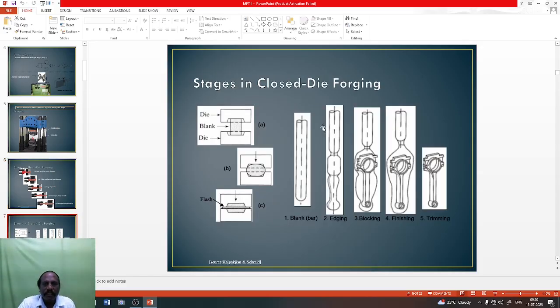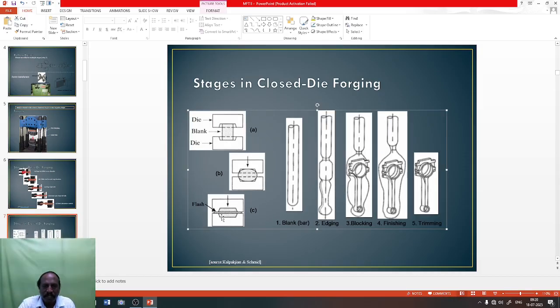Right, and the stages in closed die forgings: there are dies, and both dies are there, and the blank you are pressing, and you are getting this type of shapes, and you are getting other shapes. One blank and edging, blocking, finishing and trimming. So this type you will get. First blank bar and edging you are getting, and blocking, and you go for the finishing, and you are getting the products.